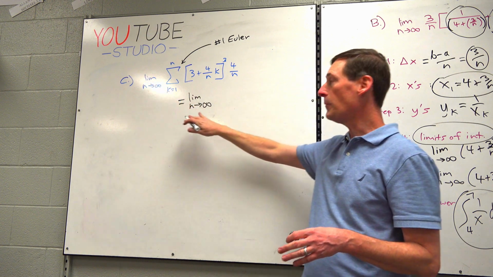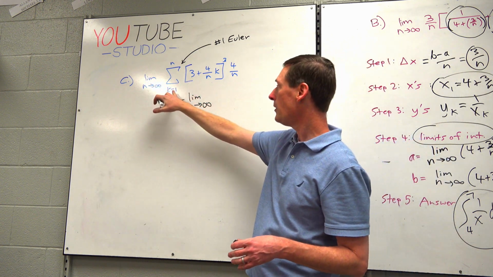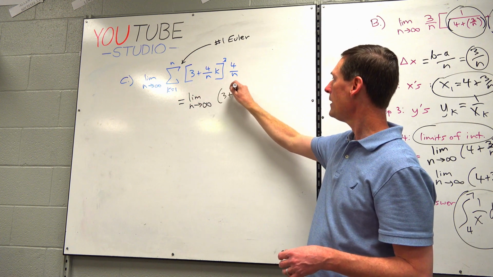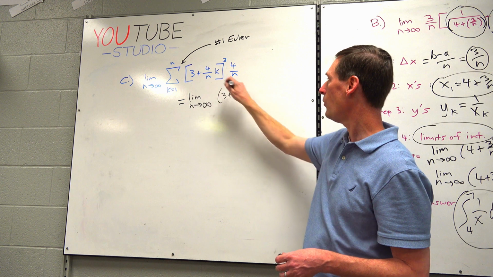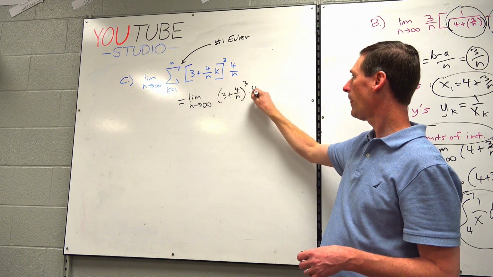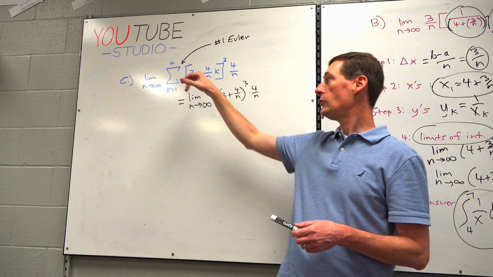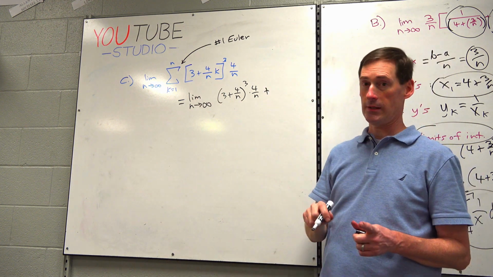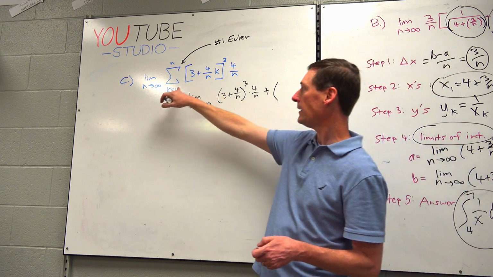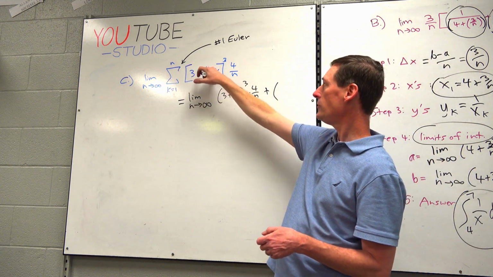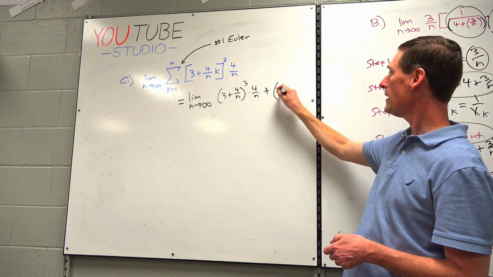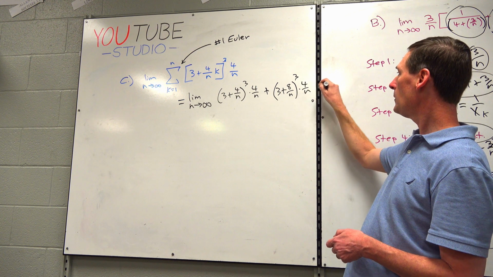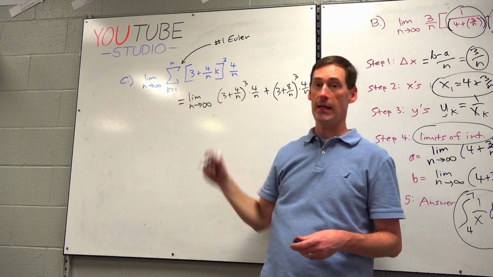This is the limit as n approaches infinity of, if you plug in 1 for k, you will get 3 plus 4 over n times 1 quantity cubed times 4 over n. Sigma means summary. Plus, the second term would be plugging in k equals 2. 2 times 4 is 8. 3 plus 8 over n quantity cubed times 4 over n plus ... until you get to n and you stop at n.